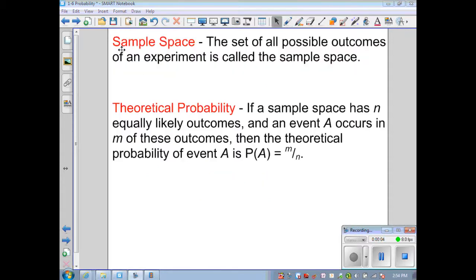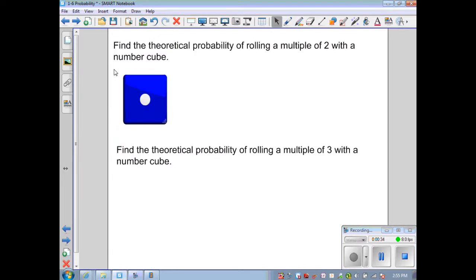Definition. The set of all possible outcomes of an experiment is called the sample space. Theoretical probability. If a sample space has n equally likely outcomes, and an event A occurs in m of these outcomes, then the theoretical probability of the event A is m over n. For example, find the theoretical probability of rolling a multiple of 2 with a number cube. Notice we can roll our cube and get multiple results.